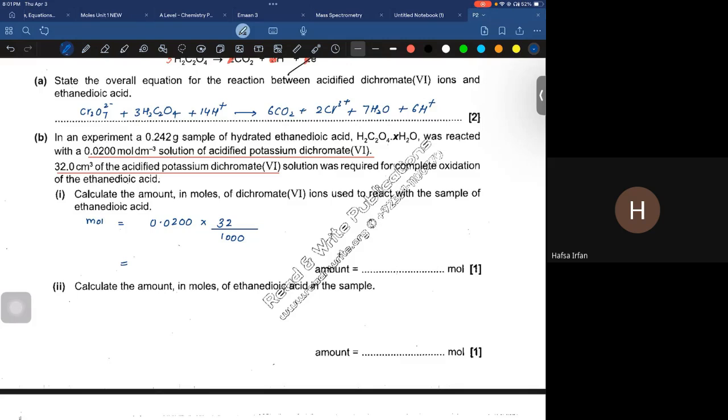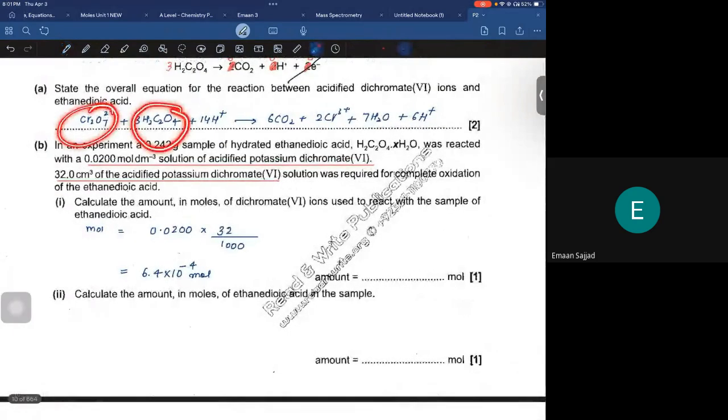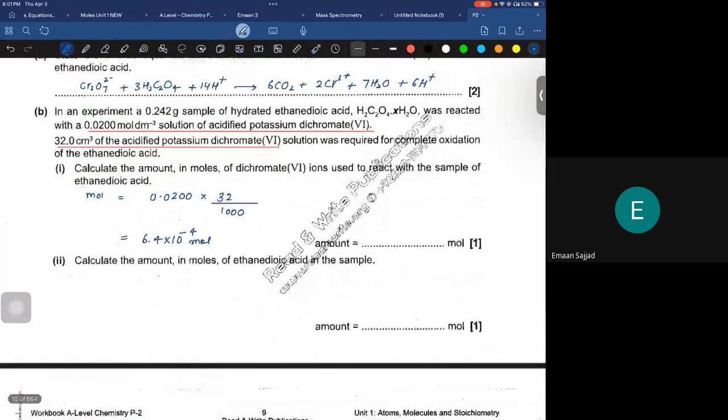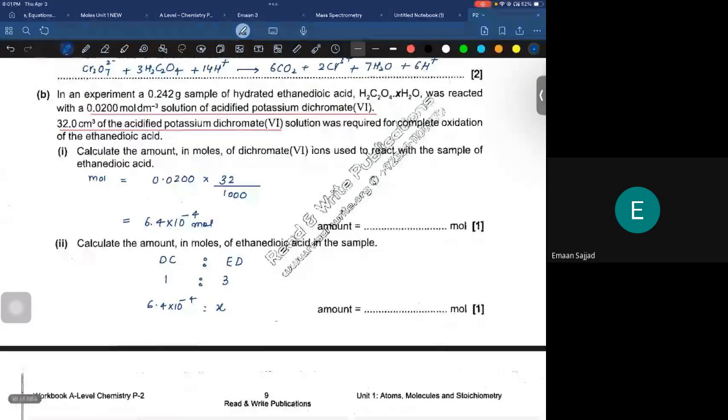6.4 times 10 to the power minus 4. Okay, we got the moles. Then what is the mole ratio between dichromate and ethane dioic acid? That is 1 is to 3. I have the moles of dichromate, and I have to find out the moles of ethane dioic acid. So what's the answer?